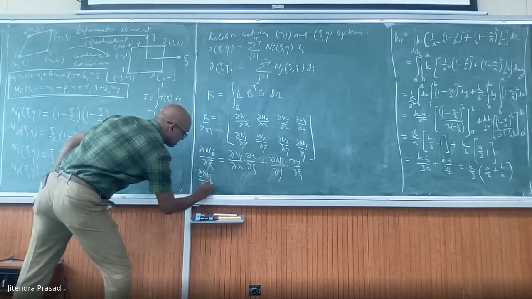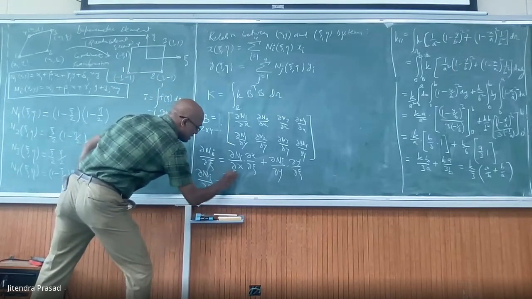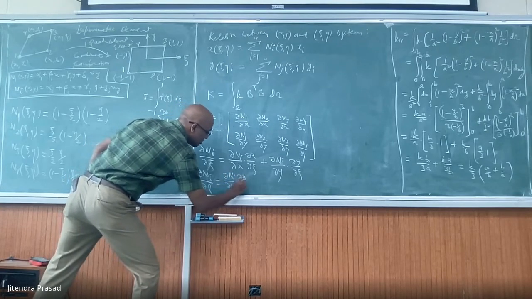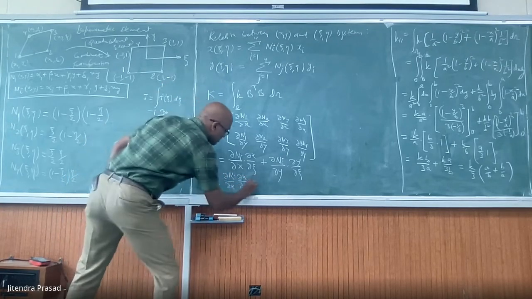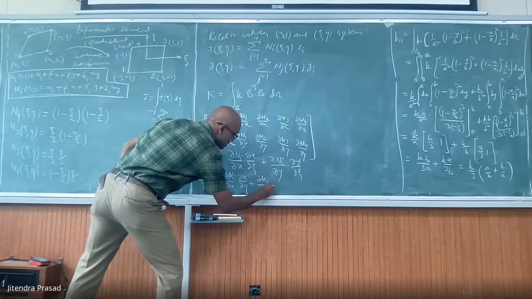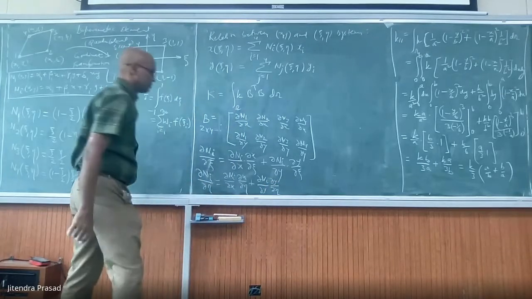del n I over del eta is equal to del n I over del x times del x over del eta plus del n I over del y times del y over del eta.